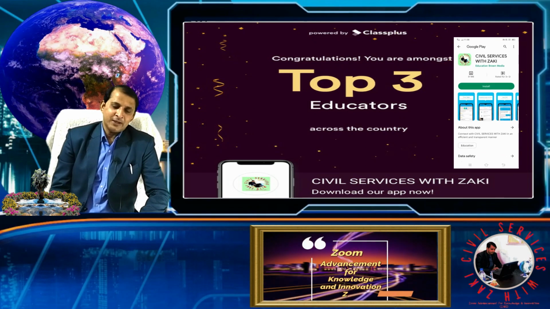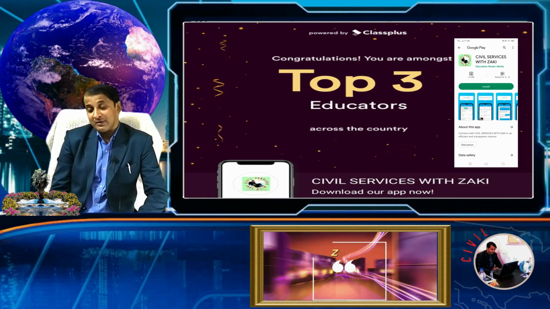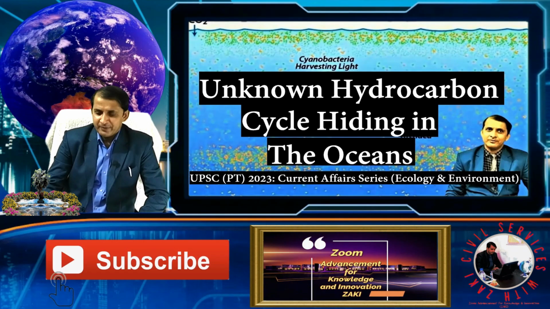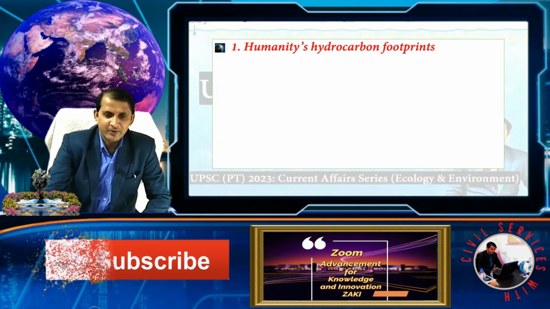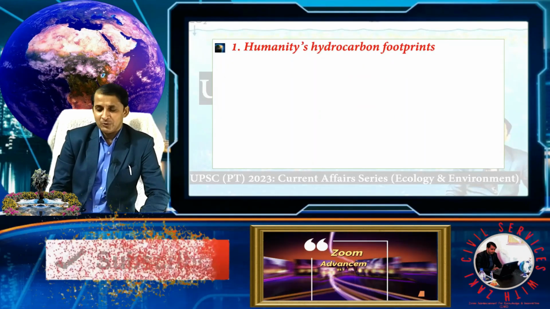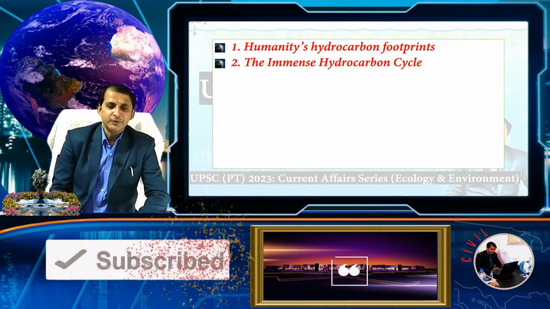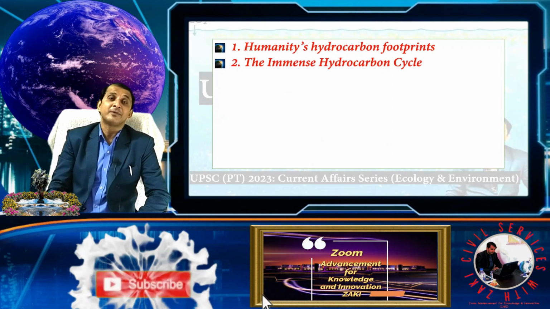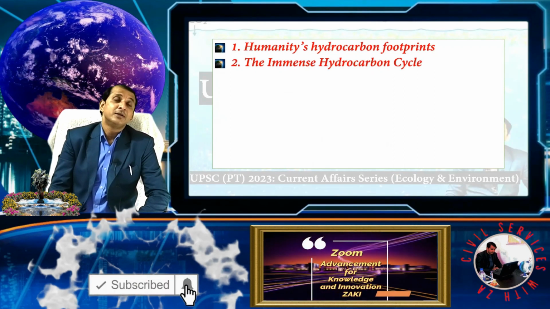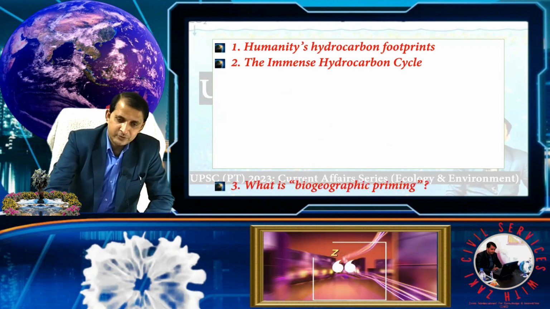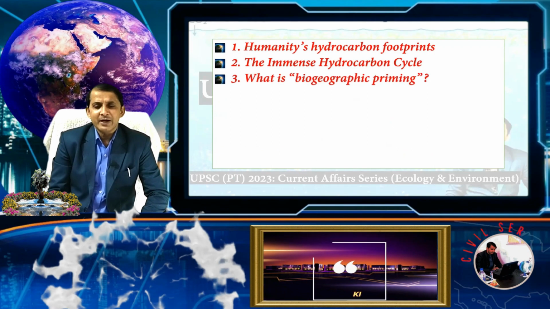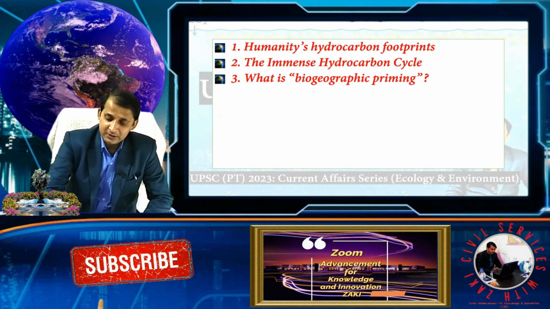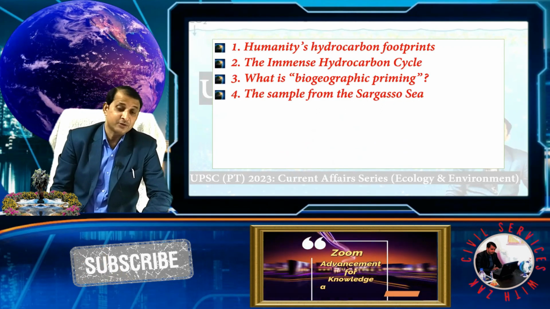So let's move forward and see today's subtopics. Number one, humanity's hydrocarbon footprint. Number two, the immense hydrocarbon cycle, which is hiding in the oceans. Another is, what is biogeographic priming? We will also discuss all that.